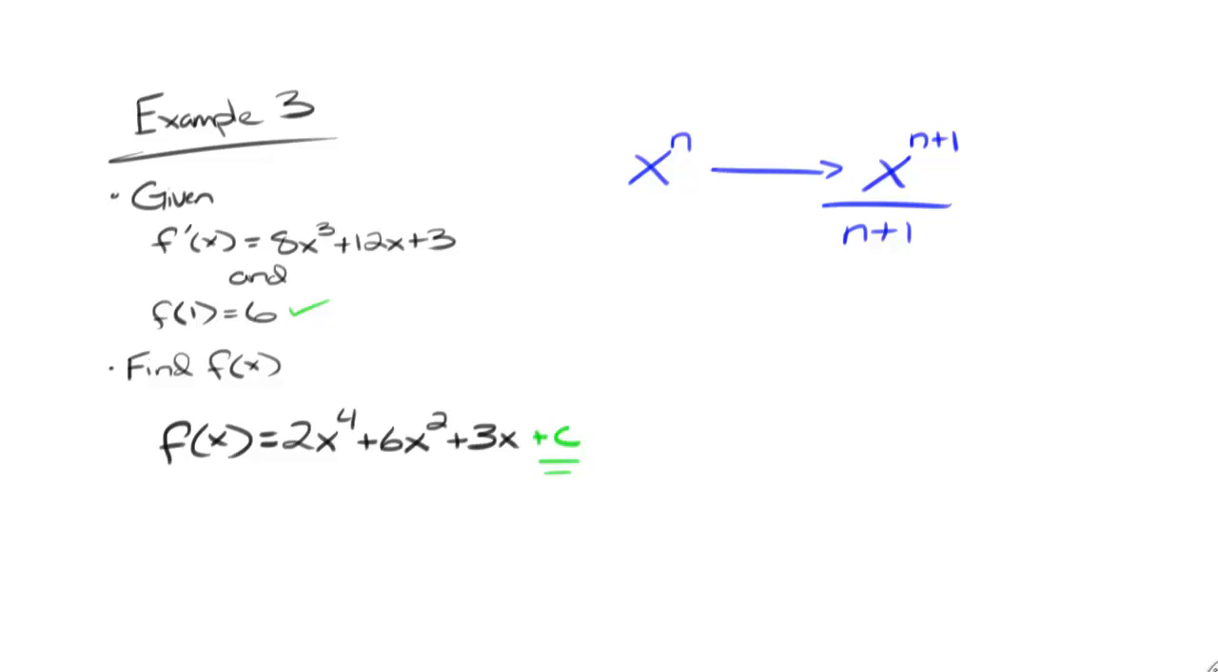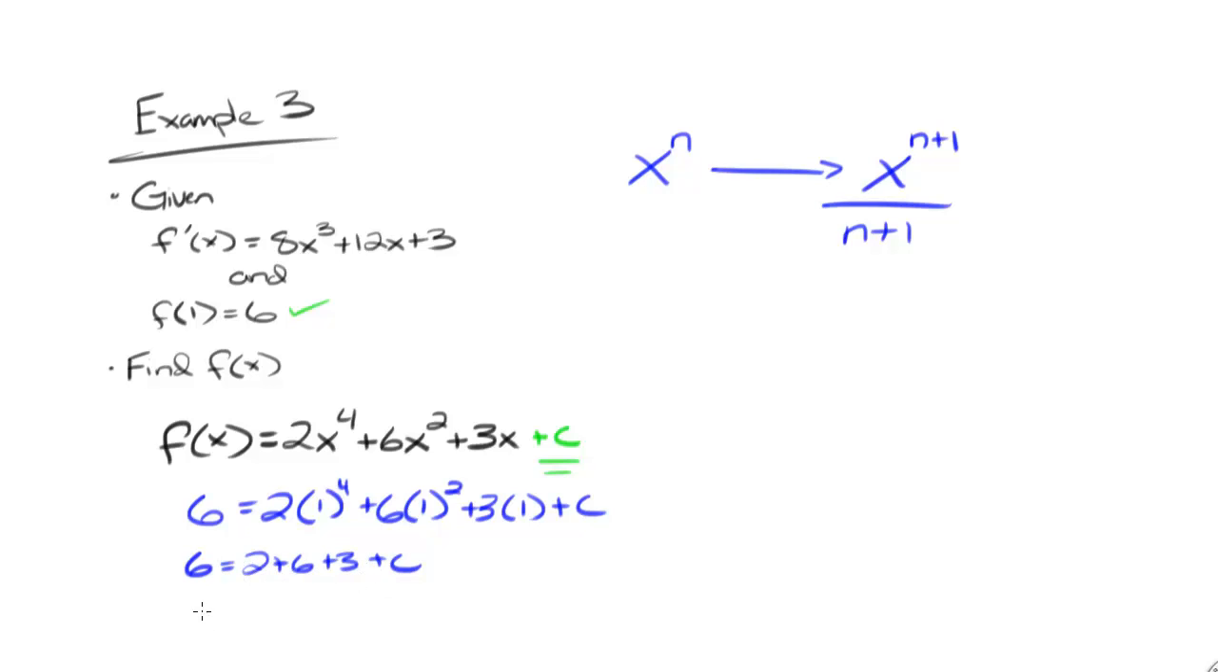So let's do that. If f of 1 equals 6, this function value is going to be 6 when I plug in 1 for my x value. So let's do that. And what we're going to do now is solve for what that c value needs to be. Now this is pretty straightforward, especially with the 1s. We just get 2 plus 6 plus 3 plus c. That gives me 11. So 6 equals 11 plus c. We subtract 11 from both sides, and what we'll get is that c equals negative 5.